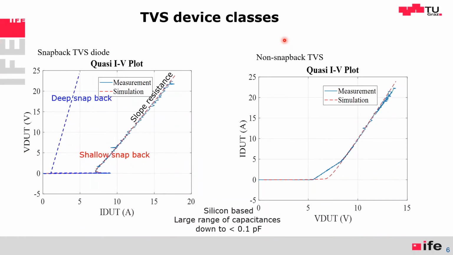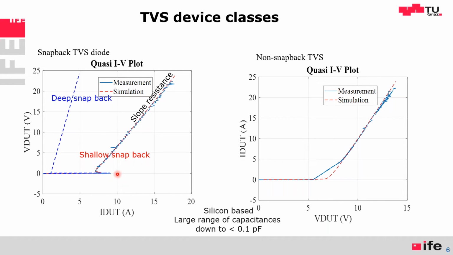Let's look at some of the TVS devices. Bernd already did this a little bit. Now, the left here is a snapback device. And snapback devices come basically in two classes. Here is the current, here's the voltage. There's snapback. This is a shallow snapback device. And then the voltage goes up over current. And we have a slope resistance here. The slope resistance is often like half an ohm, 0.1 ohm, very low values, maybe half an ohm is already a higher value. This is a shallow snapback because it snaps back only a little.